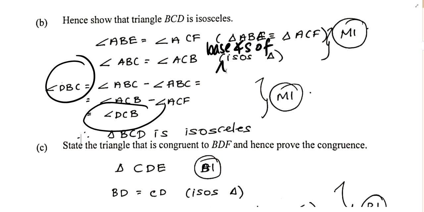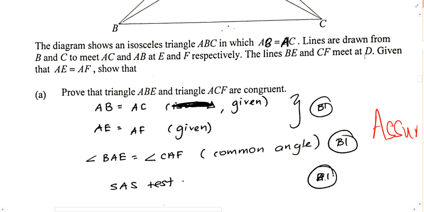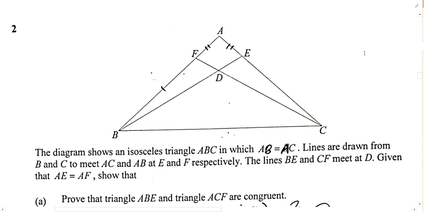Okay, can I move on to C? Who needs more time? Okay, now moving on to part C. Show that these two triangles are congruent and prove the congruency. State a triangle that is congruent to BDF. Let's take a look. BDF.